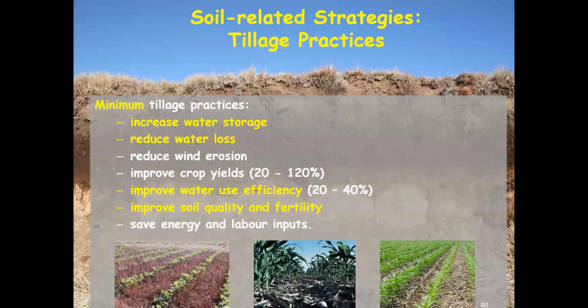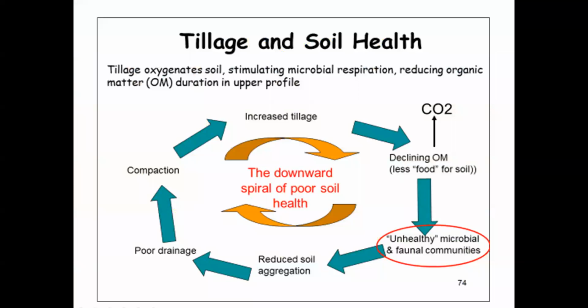So the soil-related strategies essentially revolve around tillage practices. And we know that minimum tillage increases water storage, reduces water loss, it will reduce wind erosion, improve crop yields by up to 120%, etc., etc. Tillage is intimately linked to soil health. Tillage oxygenates the soil. It provides air for the microbes which burn carbon. In other words, it stimulates microbial respiration. It reduces organic matter in doing this, much like feeding a wood-burning stove with air, opening the vents. The wood will burn much faster.